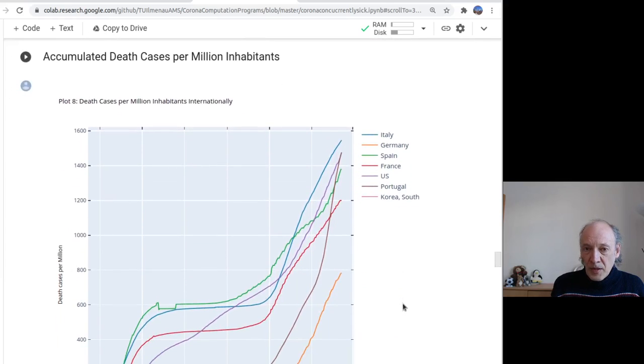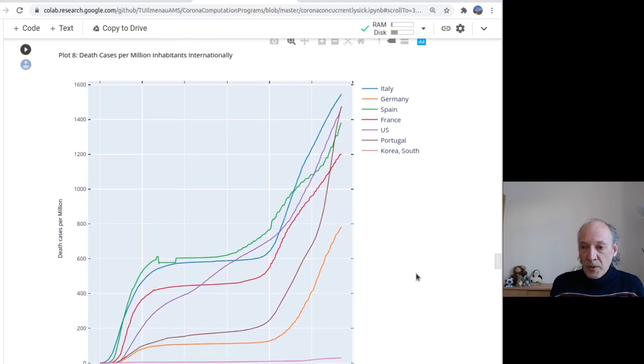Yeah, then we have the resulting accumulated death cases per million inhabitants. That's also an important measure because we can see the effect on society, the fraction of people who died. And here we can see Germany now has 780 people per million inhabitants died. And we can compare it to the US, which has 1,400. So that's about twice as many. So the effect on society in the US is about twice as much. Right. Similar Italy. Italy has a similar rate.